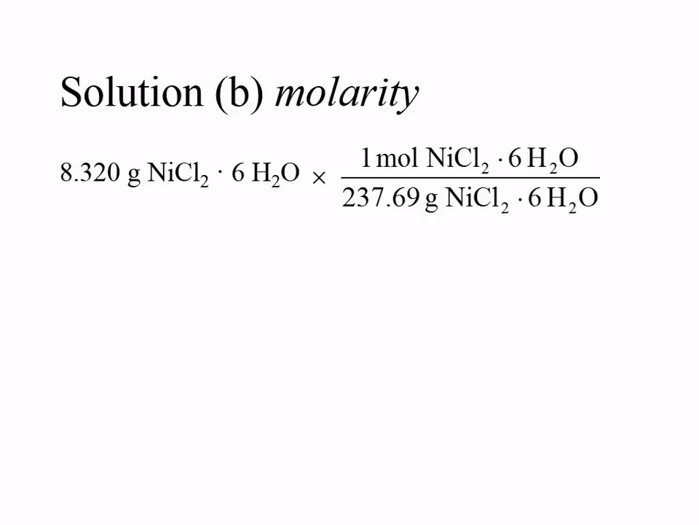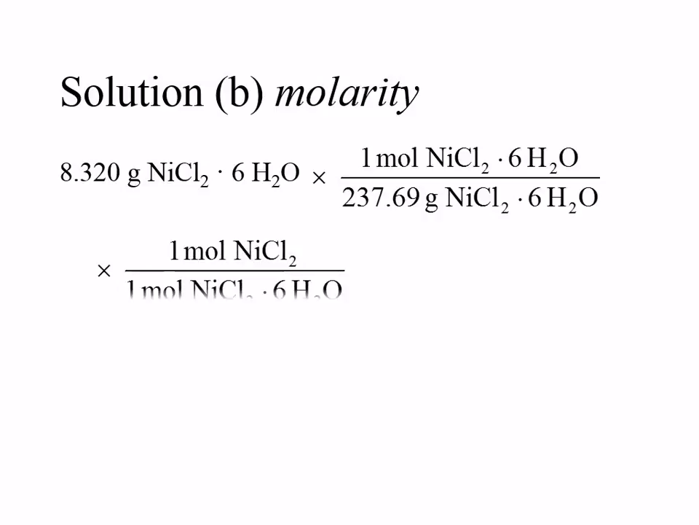Trick question? I saw a finger go up. 1. I agree. And that's actually my next term. So now if I just put 1 mole of NiCl2, the anhydrous, over 1 mole of NiCl2.6H2O, the moles of NiCl2.6H2O cancel. We're left with moles of NiCl2.